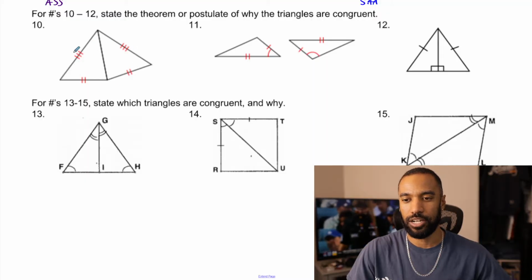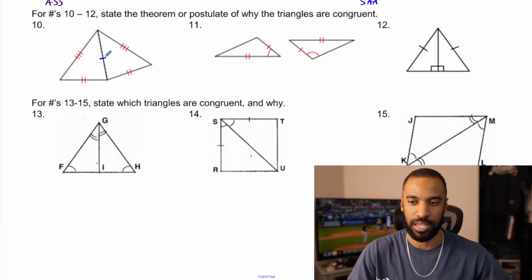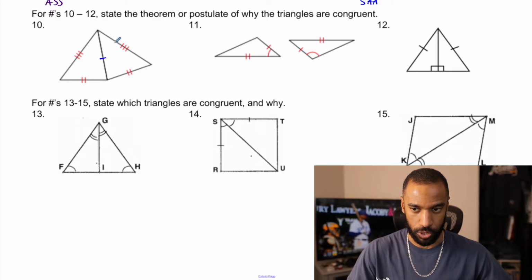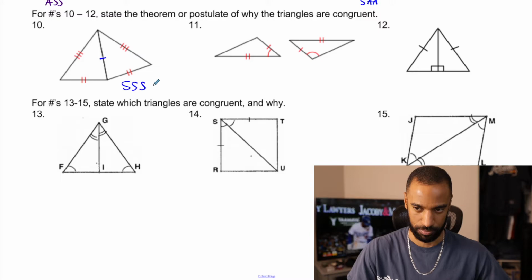Now, the nature of this drawing shows a shared side here. It's called the reflexive property, which shows that this segment in one triangle is congruent to this segment in another triangle. So I mark that, and then I show that this is a side, side, side case right there.